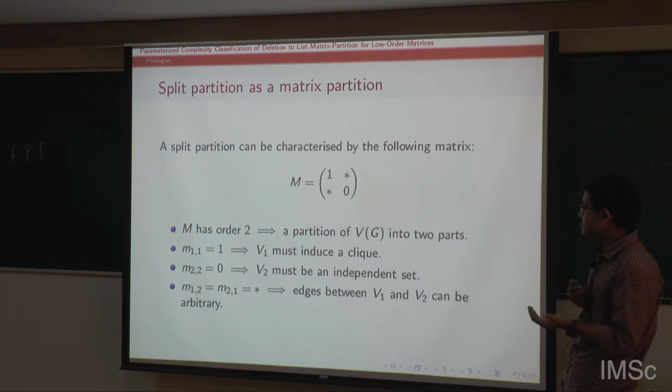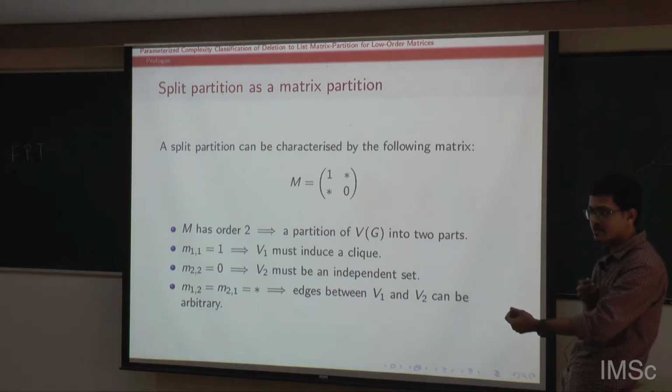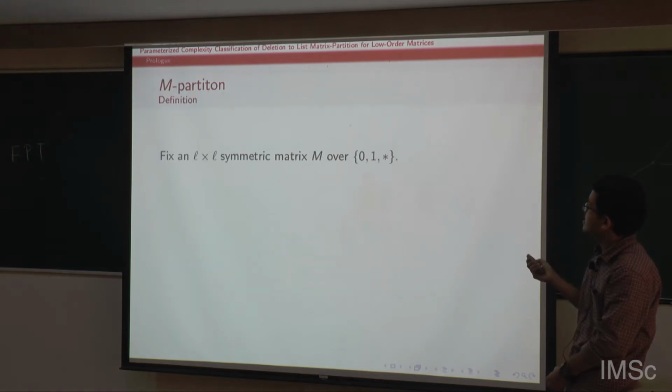So the next thing is, there is nothing special about this particular matrix and split partitions. We can look at any symmetric matrix with entries 1, 0 and star, and that will define a partition. So that is what is called an M partition, where M is a matrix over 0, 1 and star.